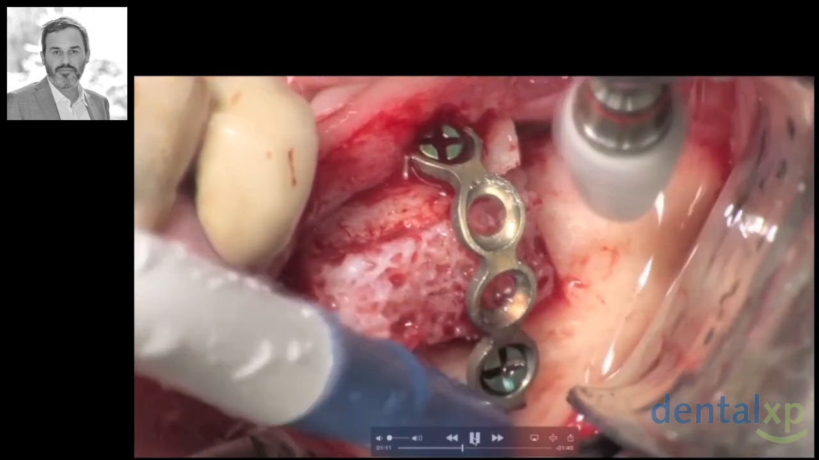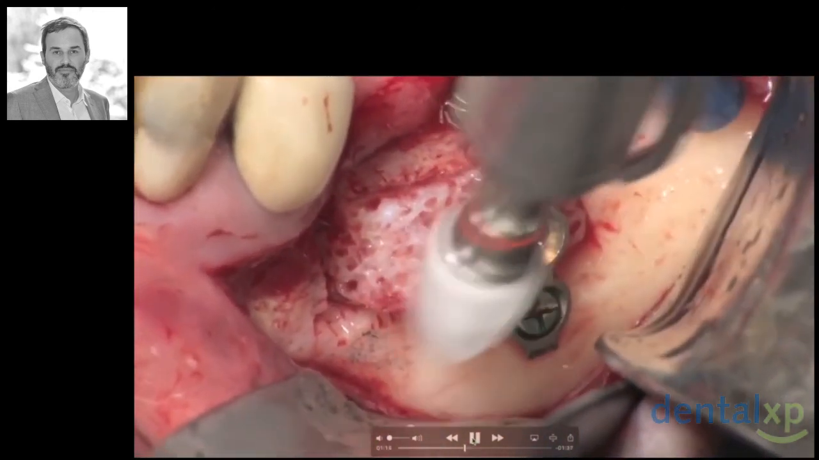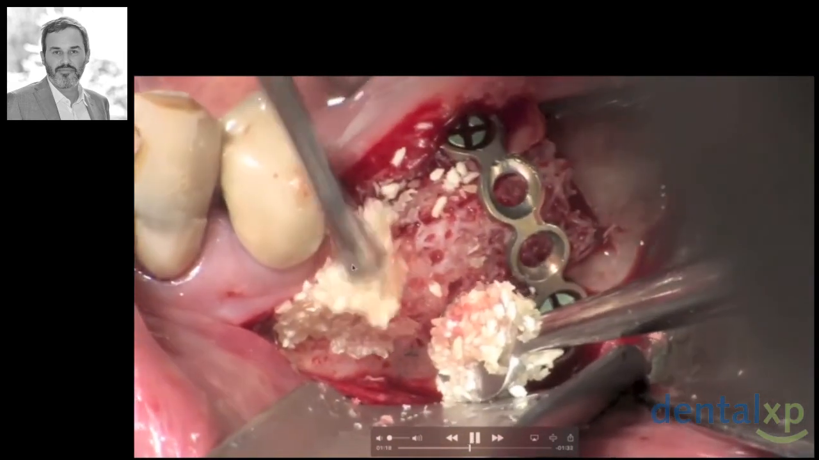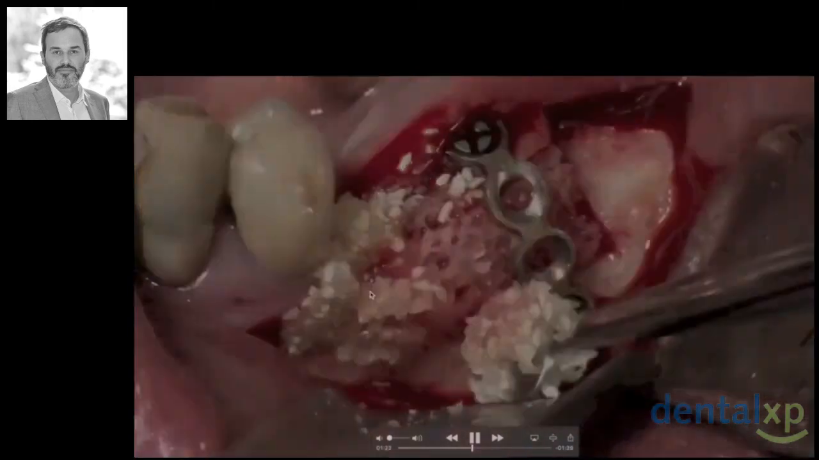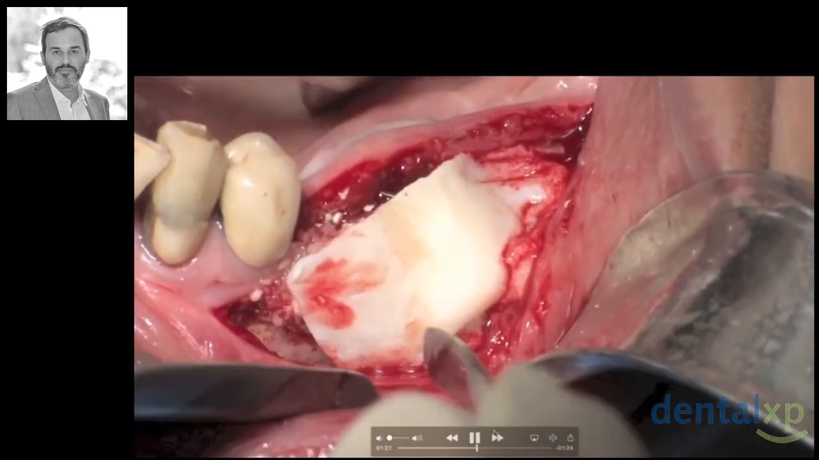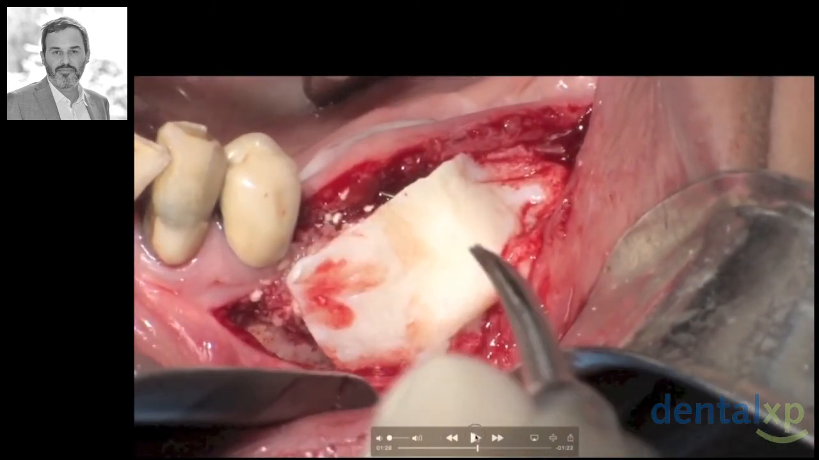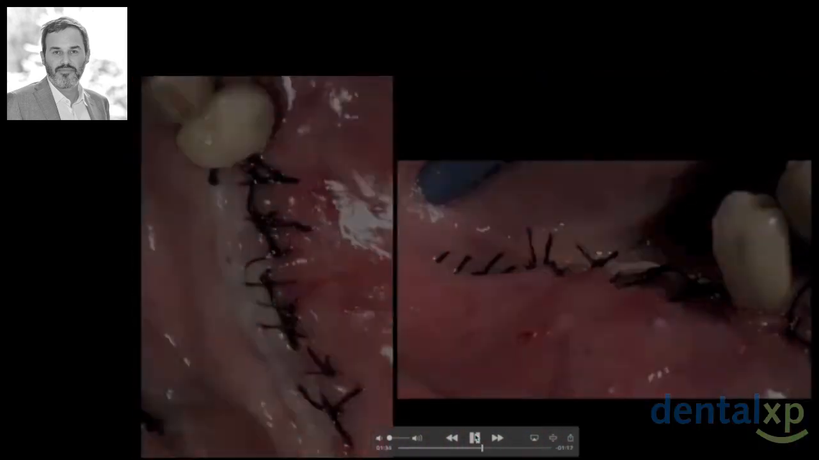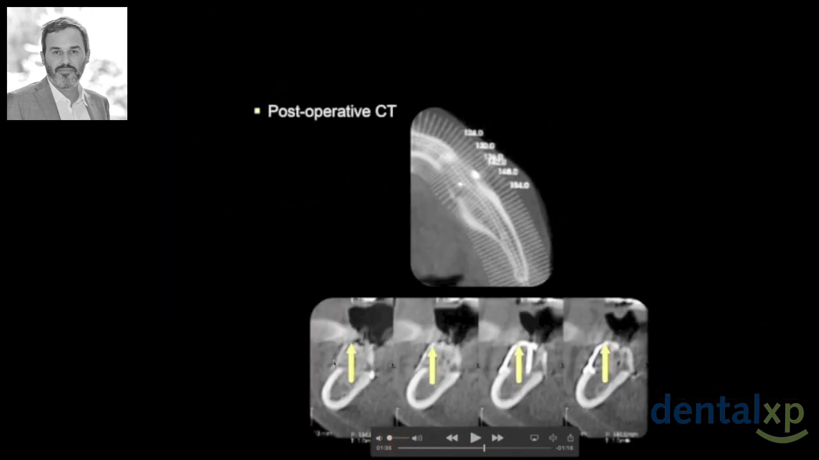When I fix everything, with the piezo or with a bur like this, I model the sharp edge of the block. And if I have any empty spaces, we can use particulate like this. In this case, I use the particulate in the vertical osteotomy. And lastly, we position the membrane and suture. Now, this is the situation after my intervention. And look, this is the CT scan. And at the end, we obtain this new vertical bone augmentation.